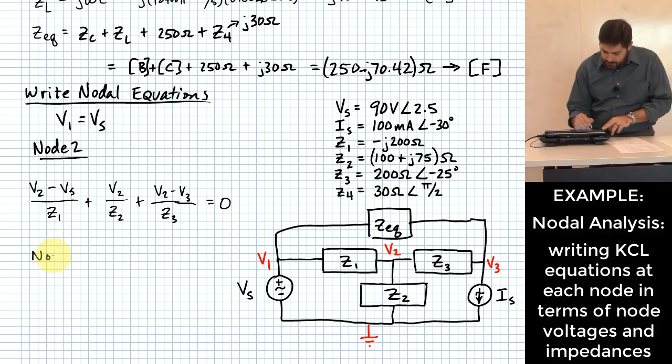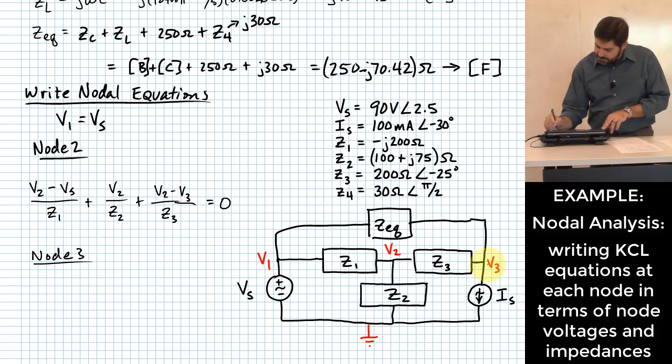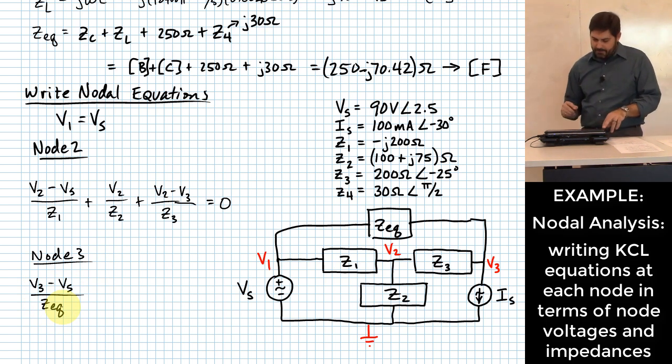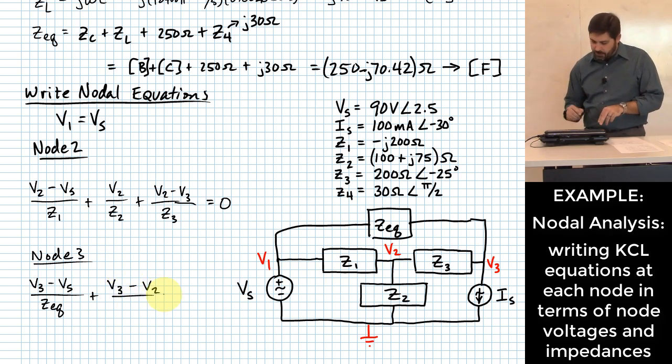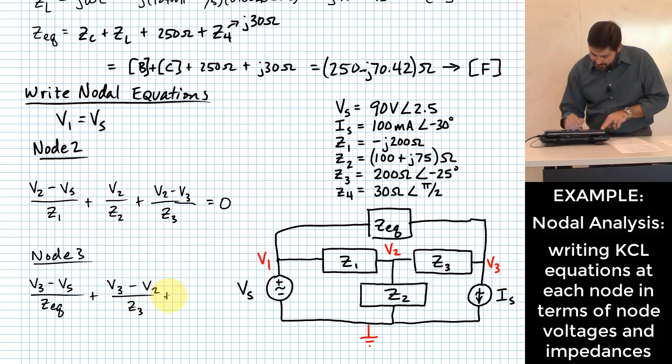Now let's do node 3. Okay. For node 3, it looks like one of the places that I could have current flowing is from 3 toward 1. So for that one, I would have V3 minus V1, but V1 is equal to Vs, over Zeq. Okay. Plus V3 minus V2 over Z3. Okay, with me so far? Now what? Okay, plus Is, and this is going to be equal to 0.